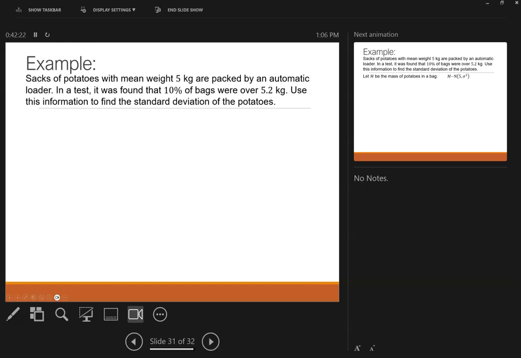All right. Another example. Sacks of potatoes with mean weight of 5 kilograms are packed by an automatic loader. In a test, it was found 10% of bags were over 5.2 kilograms. Use the information to find the standard deviation of the potatoes. Oh no. Can I use my calculator if I don't know the standard deviation? Right? Normal CDF and inverse norm CDF both require a standard deviation. Mr. Kulik, what am I going to do?